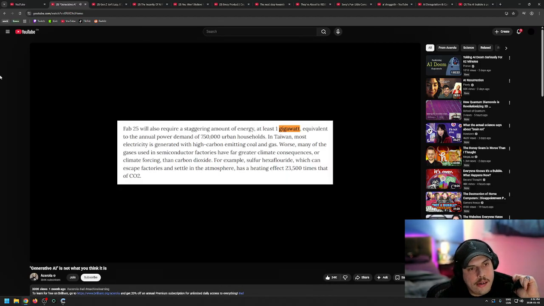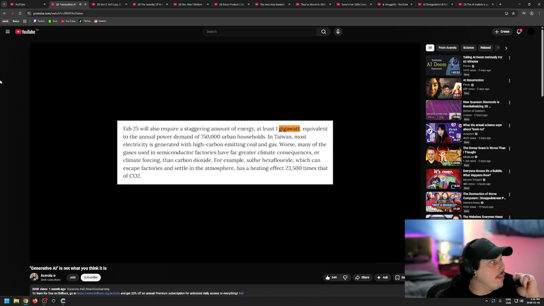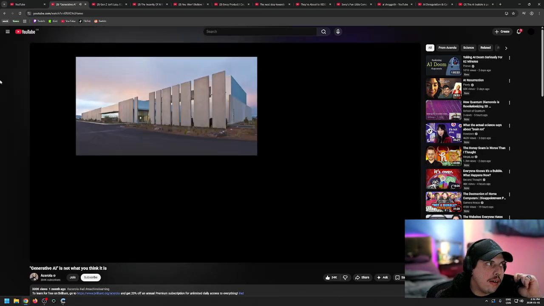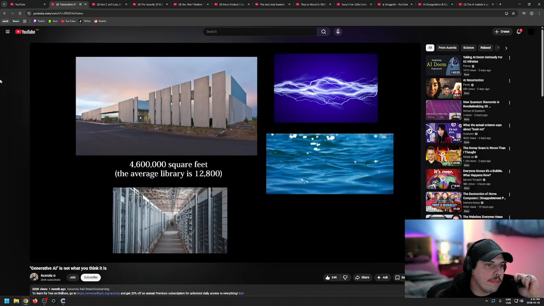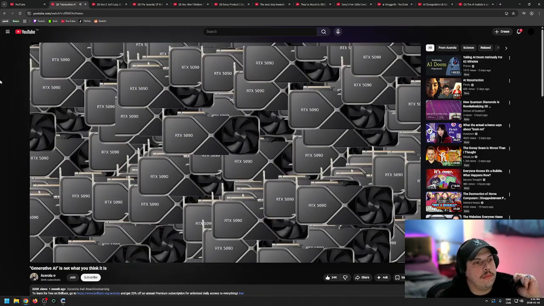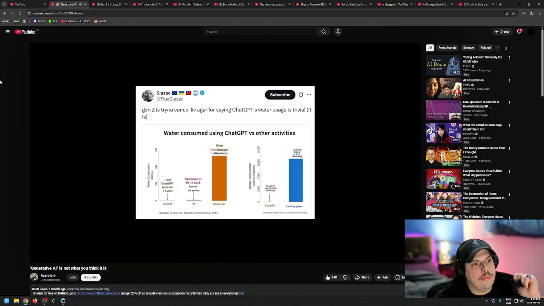The plant is also expected to require 1 gigawatt of electricity, equivalent to 750,000 households. When you consider the data centers and the power they drain, the water they evaporate, and the space they take up, the compute farms and the millions of GPUs, the overall impact becomes much clearer, and to say that the environmental cost of AI is trivial is greatly misinformed.